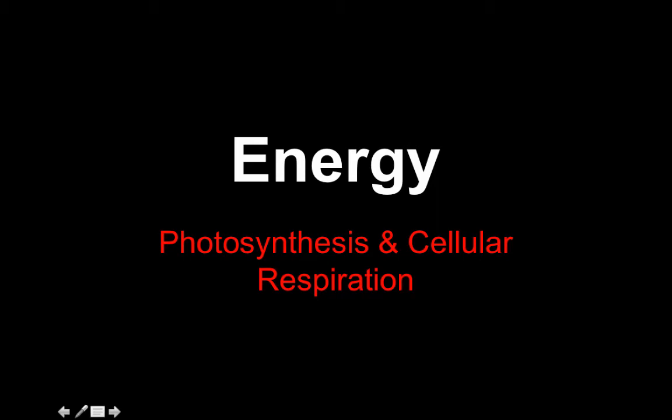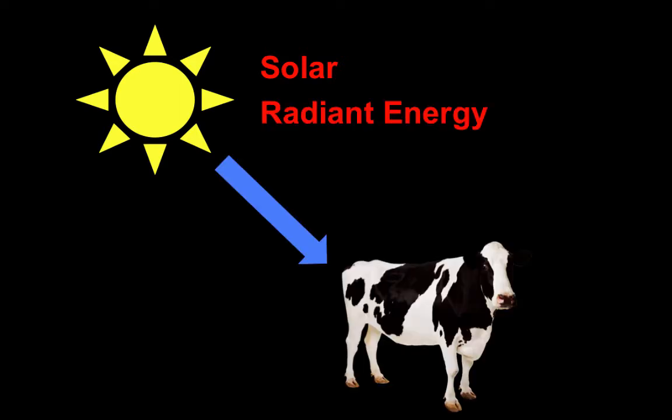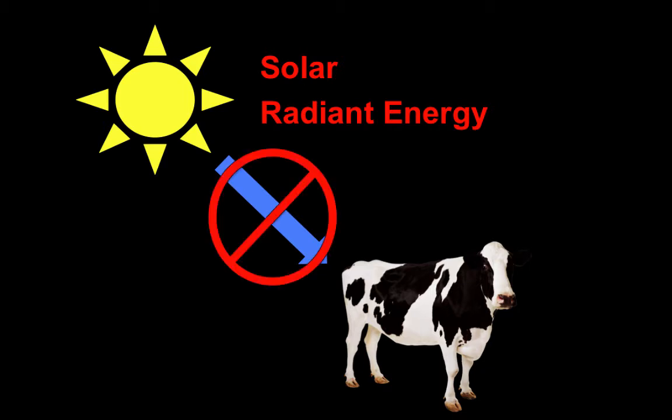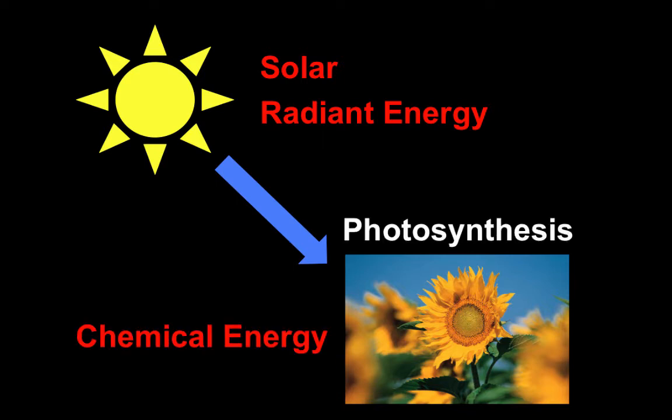In this video, we're going to look at energy and the processes of photosynthesis and cellular respiration. So remember, all energy starts with the sun, and this is going to be called solar or radiant energy. At some point, animals want to be able to use this energy, but right now, in that form, we can't. Plants, however, can convert that solar energy into chemical energy using a process called photosynthesis.